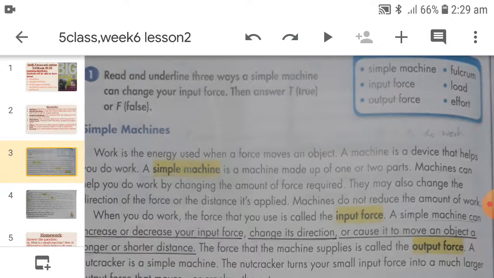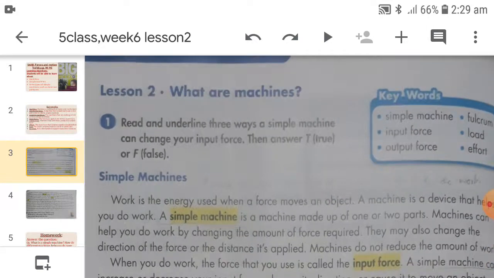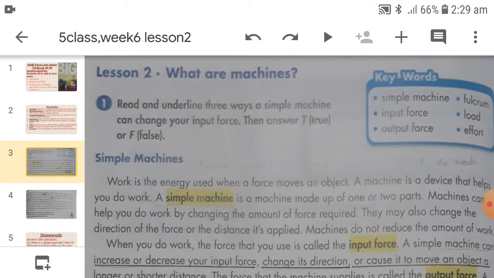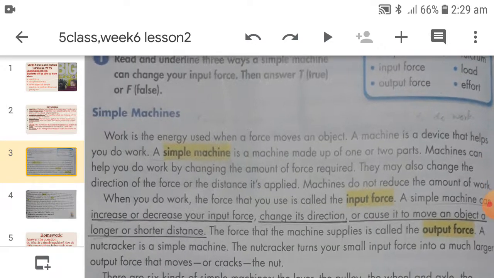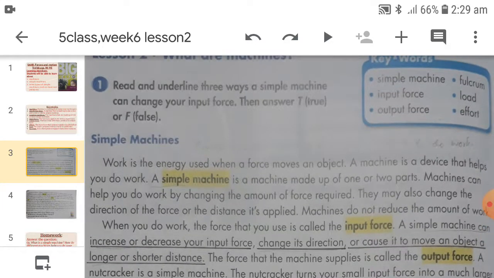Now moving towards the reading and discussion of the next topic, which is lesson 2, what are machines? After discussion, it would be easy for you to do question number 1 and question number 2. In question number 1, you have to underline 3 ways by which you can change the input force, and then you have to do true false.